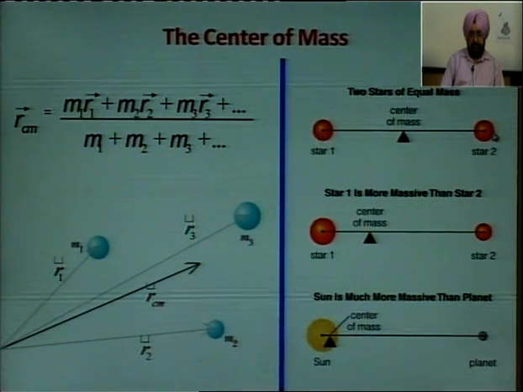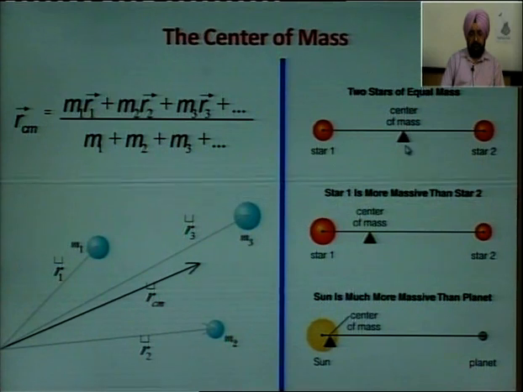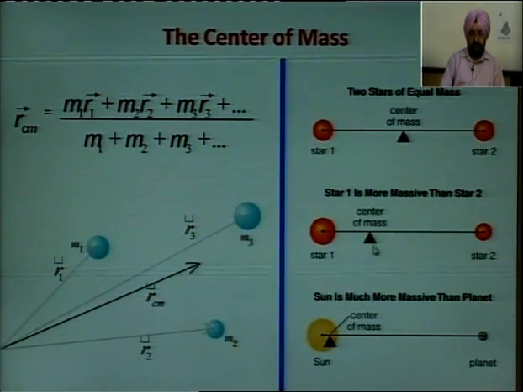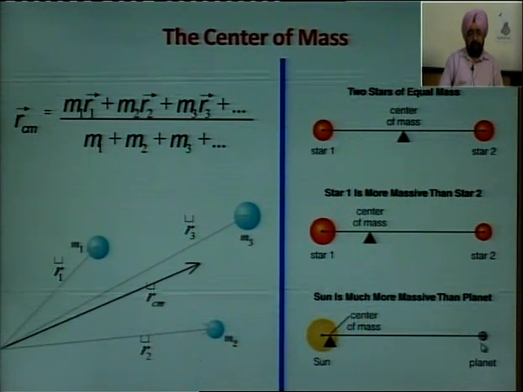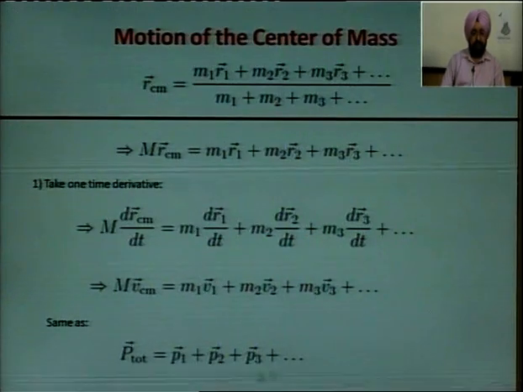If you have these two stars of the same mass, the center of mass will be in the middle. If one is more massive than the other, the center of mass shifts towards the heavier body. Now, the sun is much more massive than the planets, so the center of mass is within the sun.